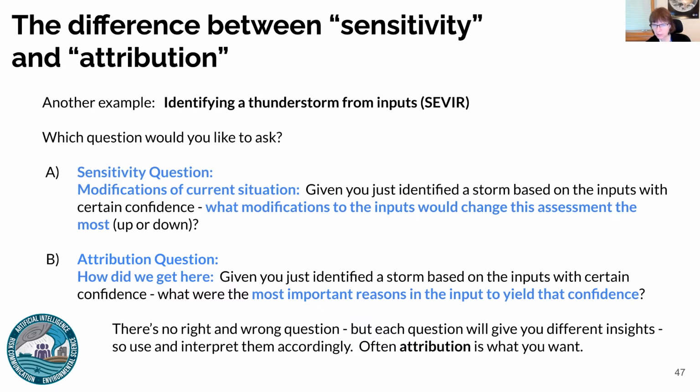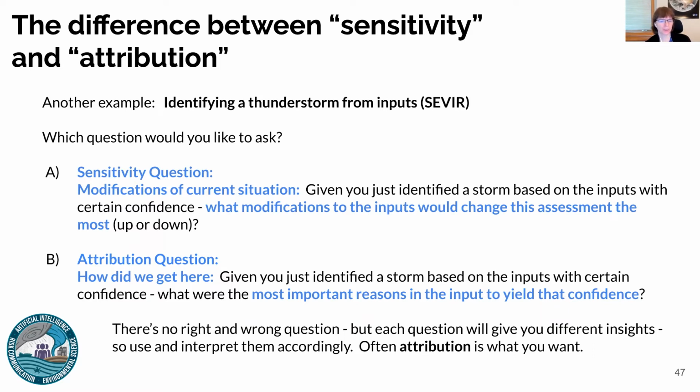So I hope you see the difference between those two questions. I will give you another example. There was a paper recently on identifying motorcycles in images. And it also asked a sensitivity question and an attribution question. The sensitivity question was, what would I have to change in my input to make the motorcycle even stronger? And basically the answer was, well, add another motorcycle somewhere, right?